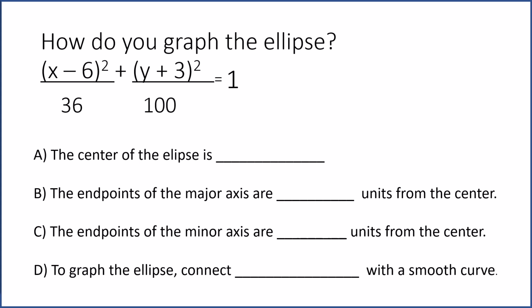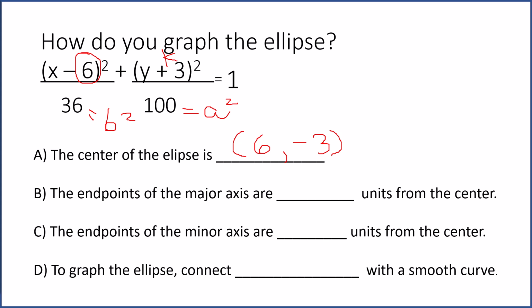Now let's look at how we graph the ellipse. The center: we're going to pick out h from here, so x minus h, the center is positive 6, and y minus k. So to get a positive, you have to subtract a negative 3. Okay, now we need to find the endpoints. So let's look at the larger denominator, and that's going to be a squared. The smaller denominator is going to be b squared.